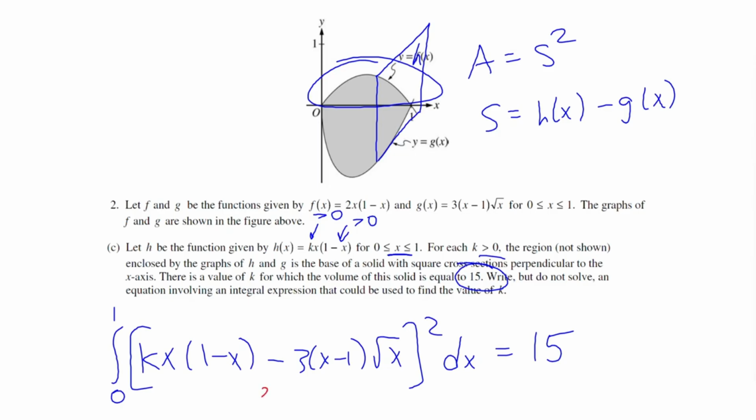That's worth 3 points, 2 points for the correct integrand, and 1 point for having the whole thing together with the equals 15 to get your final answer. And that is the end of this area and volume FRQ. It was question number 2 from the 2004 AP Calculus AB exam.